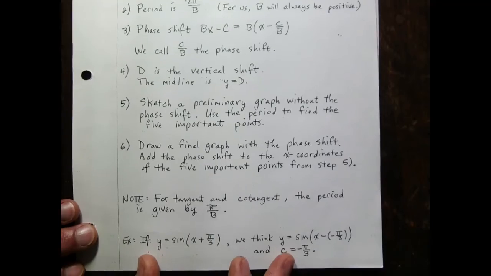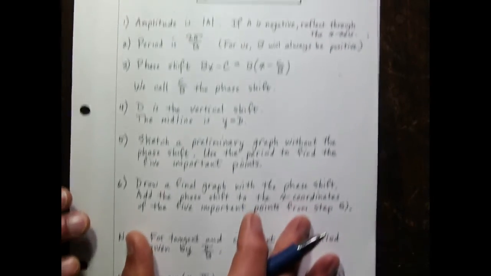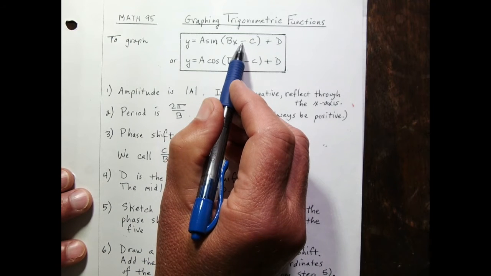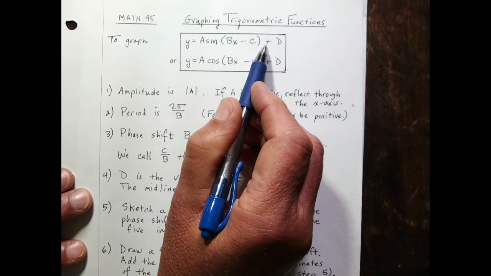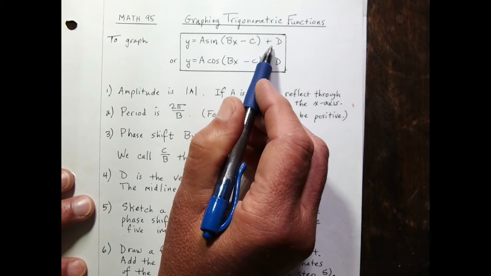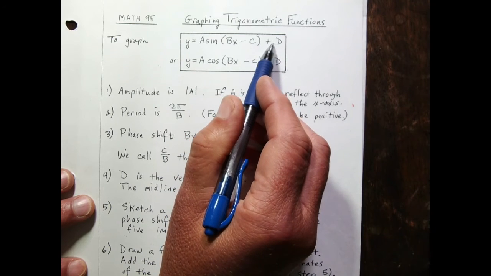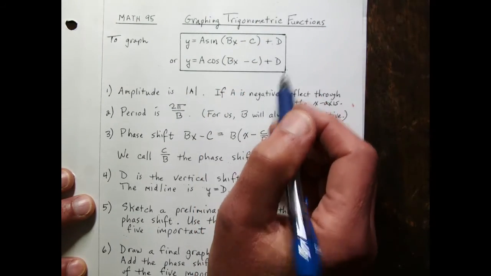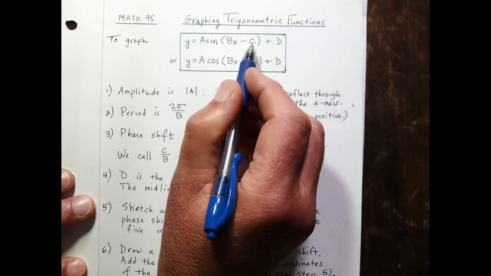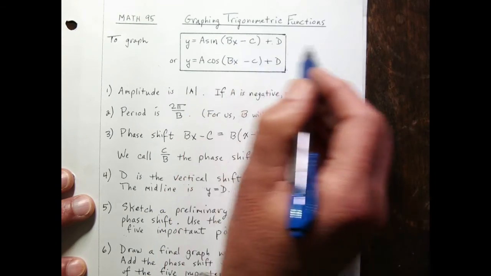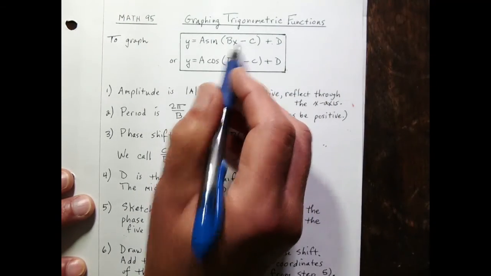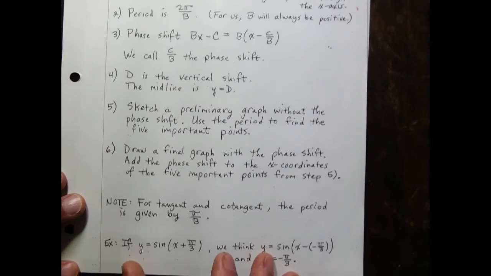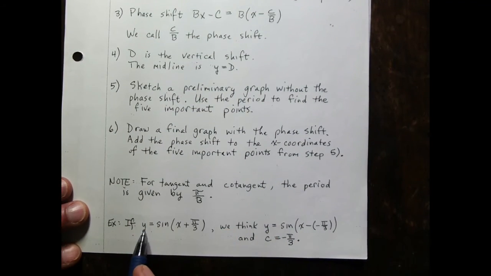And just one thing about the notation that's used here: our textbook likes to give these formulas with a minus sign inside parentheses, a plus sign outside. That kind of makes sense because a plus sign outside, positive outside, means a vertical shift up. Minus outside would be a vertical shift down. Minus sign inside parentheses means a horizontal shift to the right, and a plus sign would mean a horizontal shift to the left.